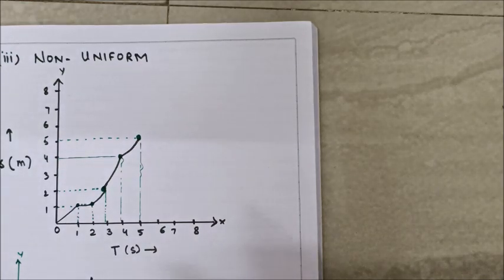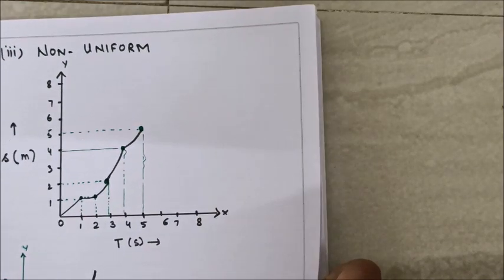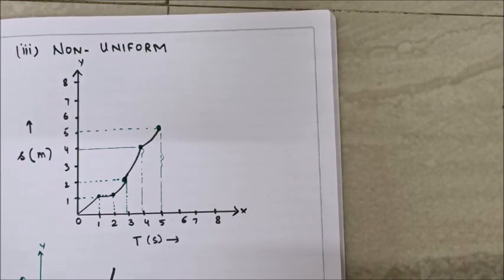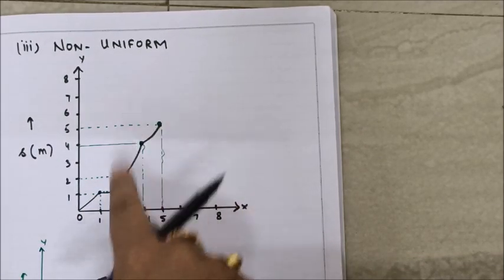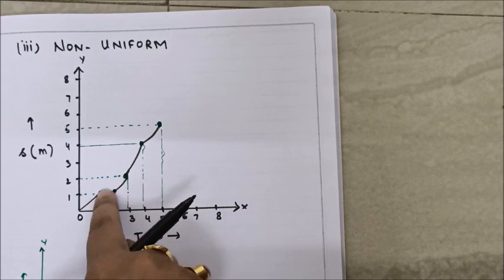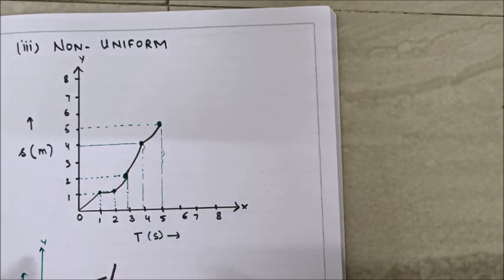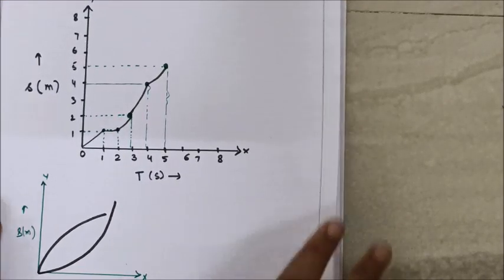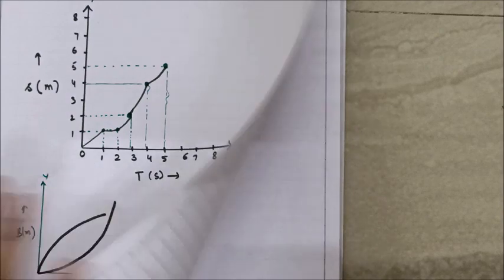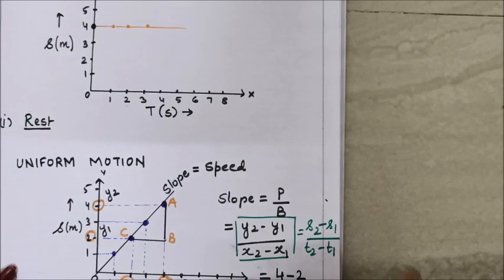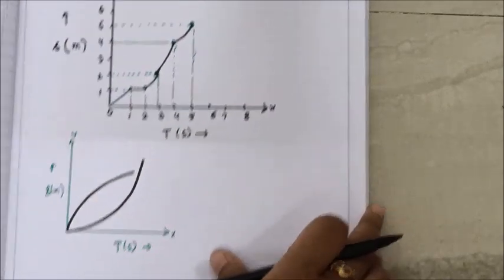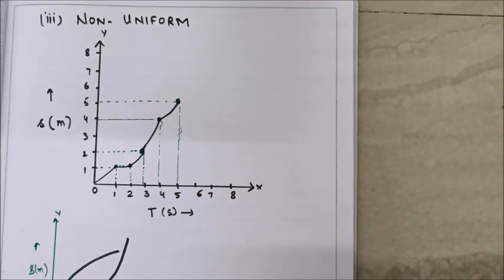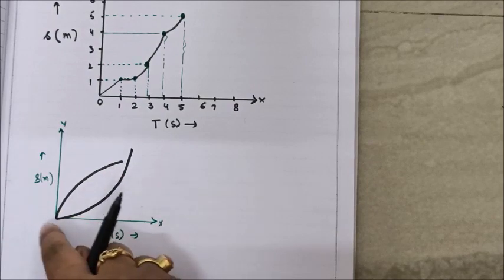Now whenever such data is given to you, that unequal distances are being covered in equal intervals of time, and you plot it, you usually get a curve which is not a straight line. As we have done earlier, we can get a straight line only in a uniform motion, but not in a non-uniform motion. A non-uniform motion will always have a curved graph.